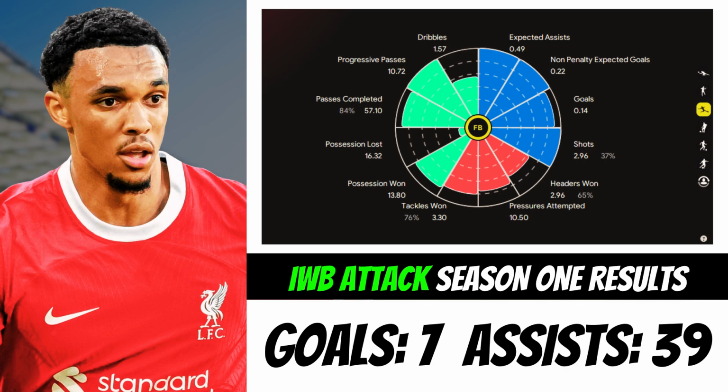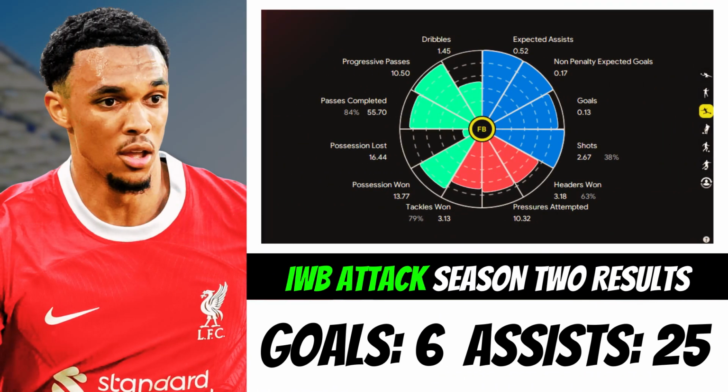This is how he stacks up against the rest of them, which I actually ended up looking to see how he would stack up against central midfielders, defensive midfielders, and attacking midfielders, and each time he is basically performing at their level or surpassing their level. So the inverted wingback on attack, I can already tell, that's the real deal here.